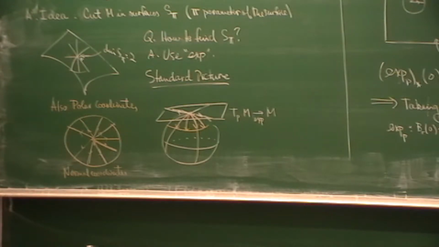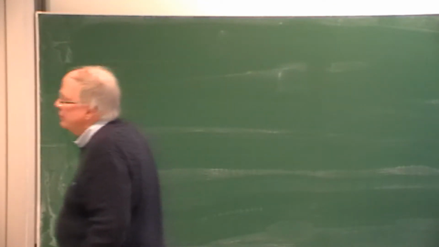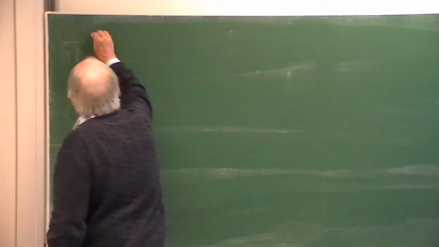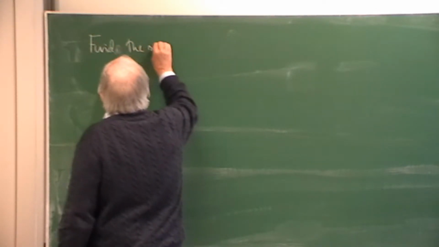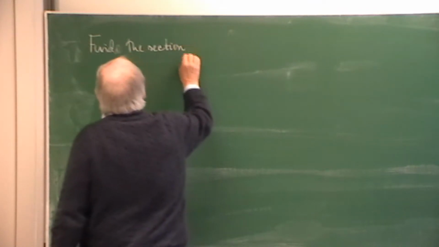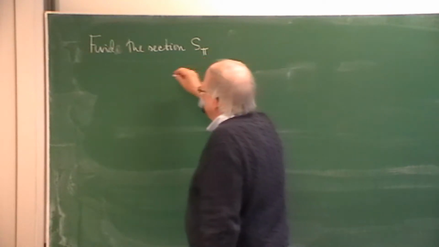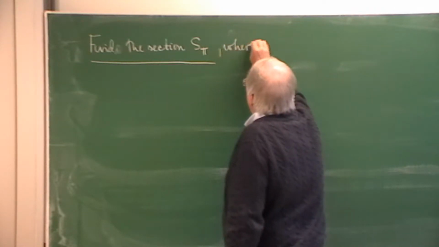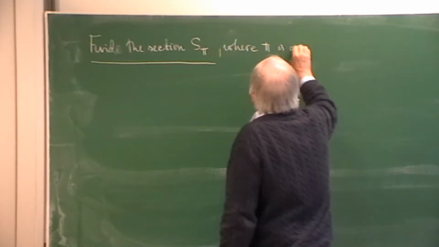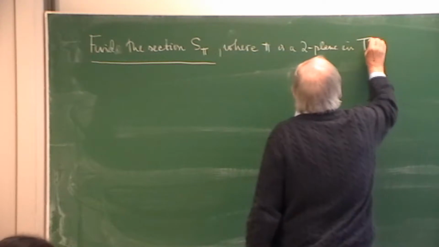That's the standard thing. And now, here's going to be this, what did I call it, the section. So how do we find the section now? Find the section, which will be parameterized by some number pi, or whatever it is. It's not even going to be a number, it's going to be something else. Where pi is a two-plane in the tangent space.